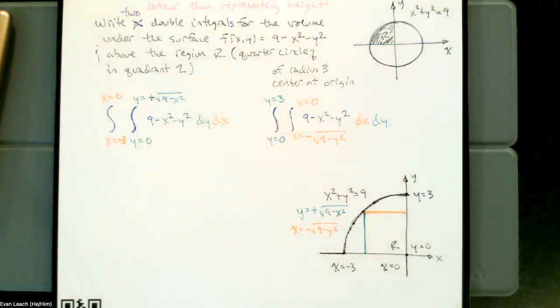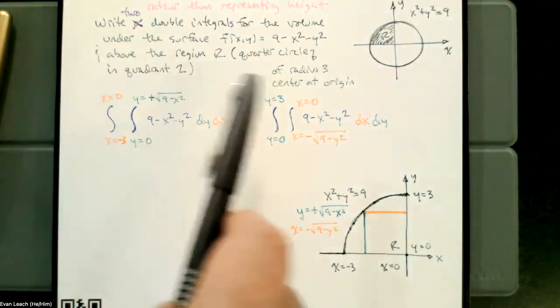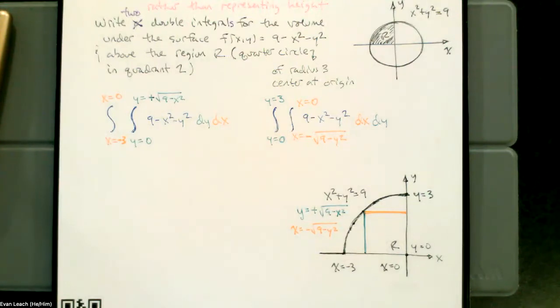Now, in both of these cases, the integration is going to get a little bit messy. Notice I said write 2 double integrals for the volume. I didn't say find the volume, because now we'd have to calculate some double integrals, and these double integrals might get messy. Let's find out why. I know you're like, oh no, don't worry about it, we'll just take your word for it. We don't want to do messy integrals.